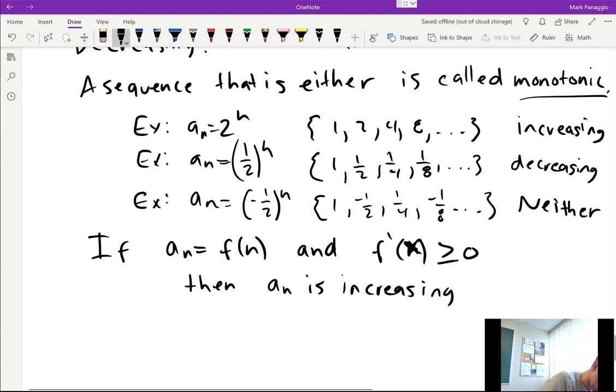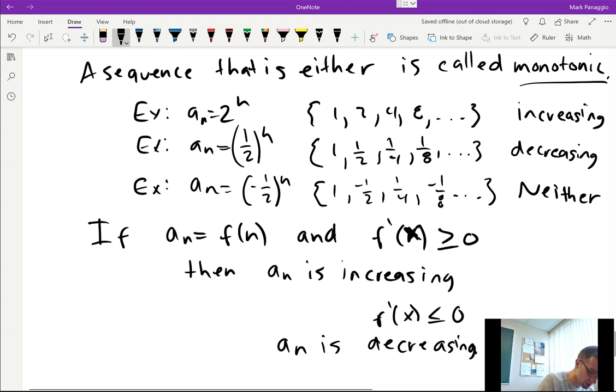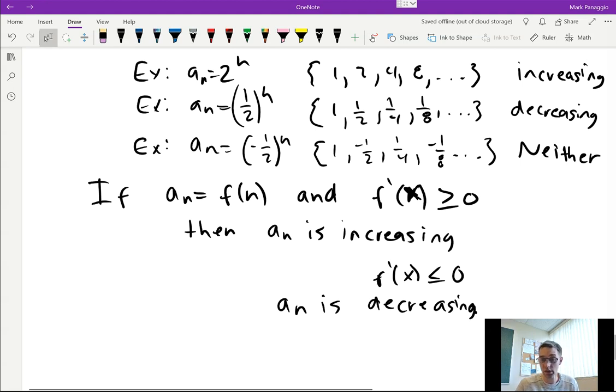And similarly, if we change this to f'(x) is less than or equal to 0, then we would say that a_n is decreasing. So if you want to tell if a sequence is increasing or decreasing, one technique that you have at your disposal is you can take the derivative of the function that allows you to calculate values of terms in the sequence. And once you look at the sign of that derivative, is it positive or is it negative? If it's consistently always greater than 0, we know it's increasing. And if it's always less than 0, it's decreasing.